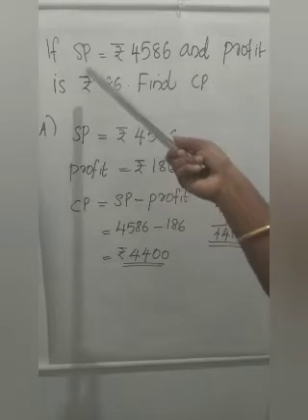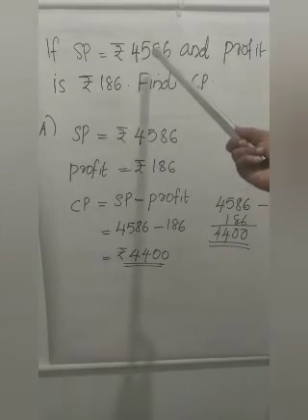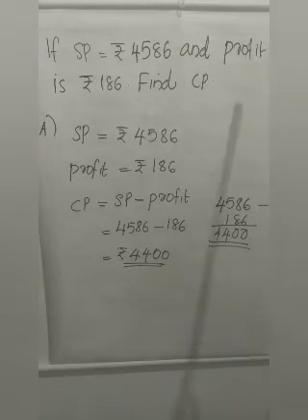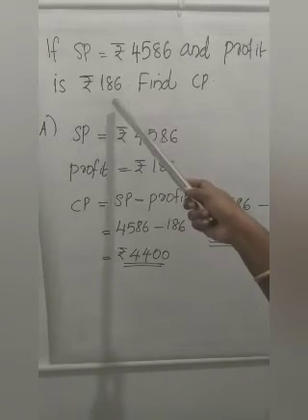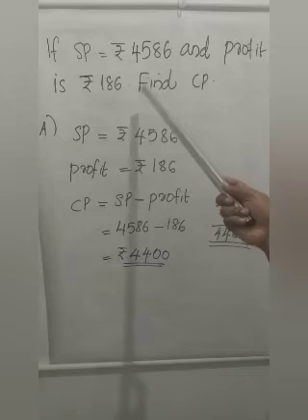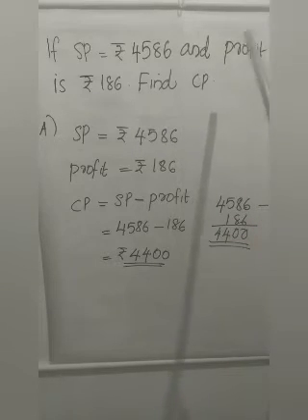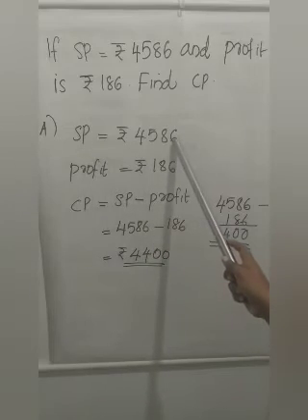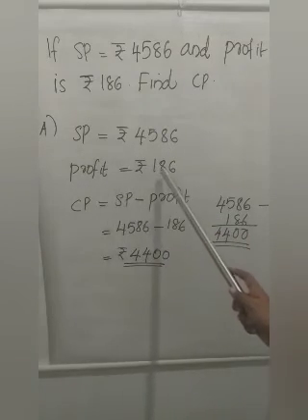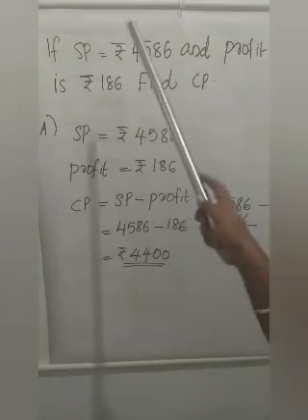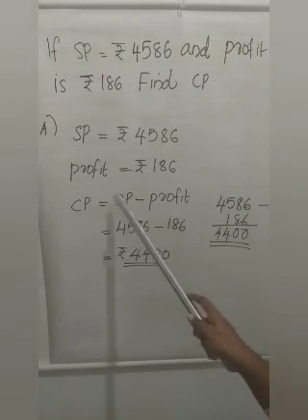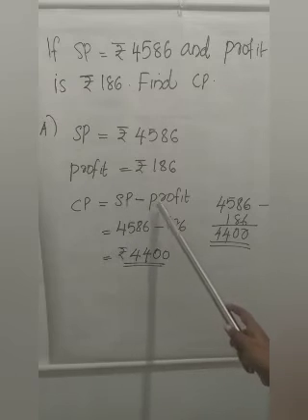Now, one more example. If selling price is equal to rupees 4,586 and profit is 1,186, find CP. That means find cost price. What is given here? Selling price is given, profit is also given. If selling price and profit are given, we can find cost price by selling price minus profit.